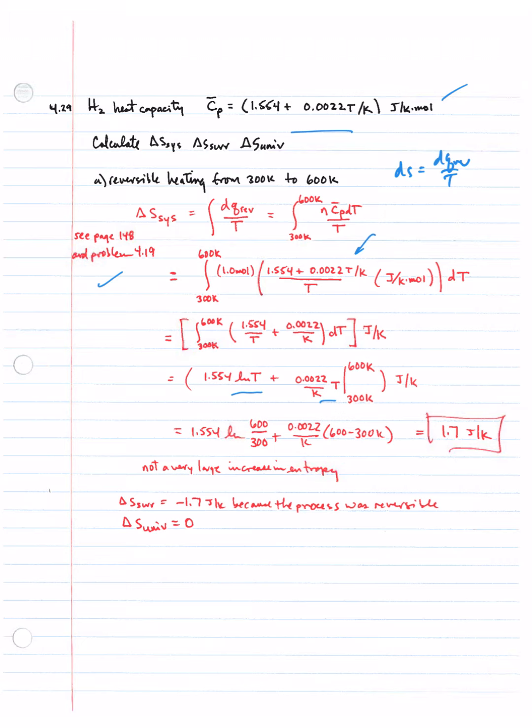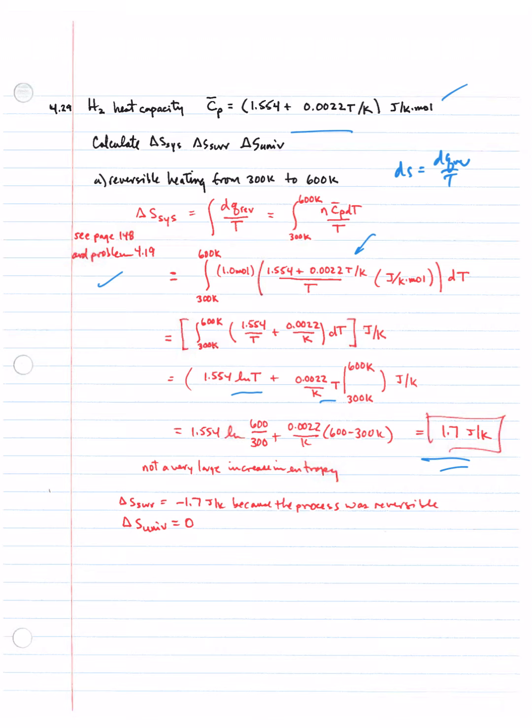Evaluated from 300 to 600, I get a relatively small value, not a very large increase in entropy. Remember, all I'm doing here is I'm heating hydrogen gas, which is already pretty disordered, and I'm just raising the temperature from 300 to 600. So not a large increase in disorder there. It will occupy more microstates because the volume is increasing. You're making the assumption that you could think of this as being like in a balloon or something.